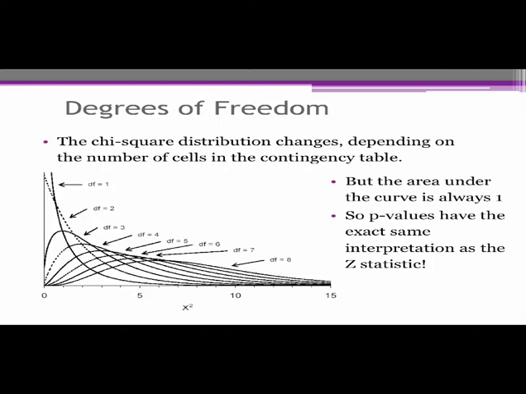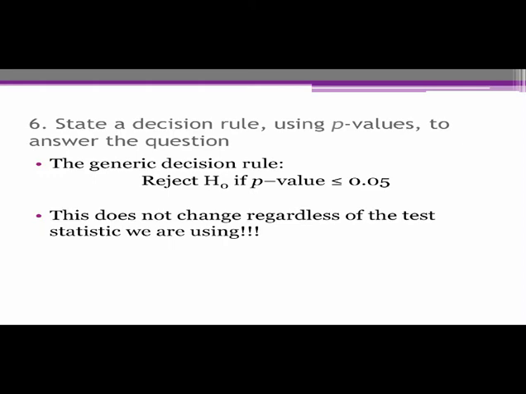Remember, the area under each curve is always 1. And because we know that, we can find out where our chi-square statistic is, and that will give us a p-value, or the probability out of 1 that has the same exact interpretation as a z-statistic. Stated decision rule, it doesn't change. It will not change throughout the course of this semester or next semester or the rest of your statistical career. When you're using p-values to make a determination between H0 and HA, we will reject the null hypothesis with small p-values.